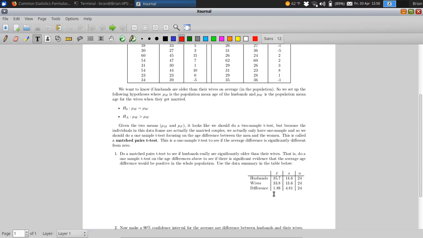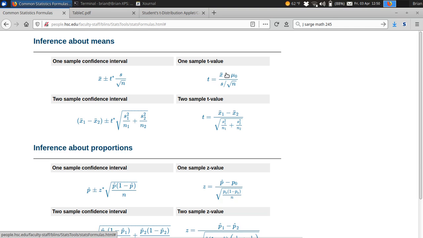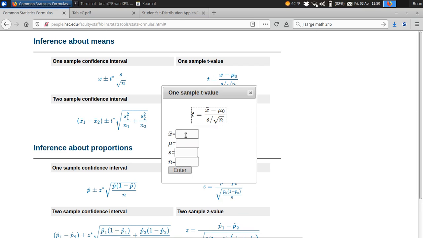So maybe our sample is telling us that that's not true, that the null hypothesis is wrong and we should reject it. So let's find out. We're going to do the t-test. We're going to use the formula. Here is the formula for a t-test. It's the one sample t-value formula, and we're just going to put our numbers into the formula.